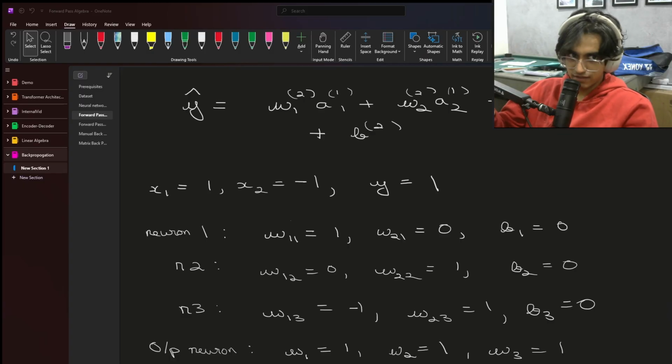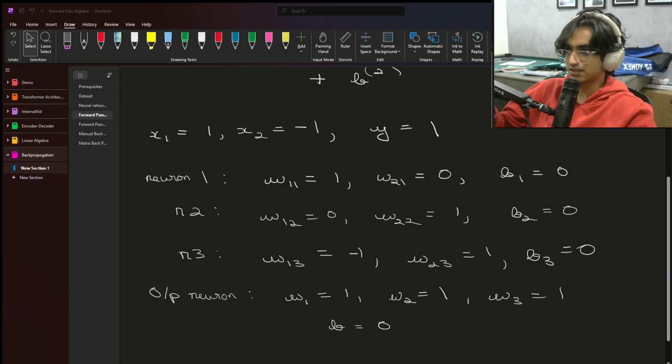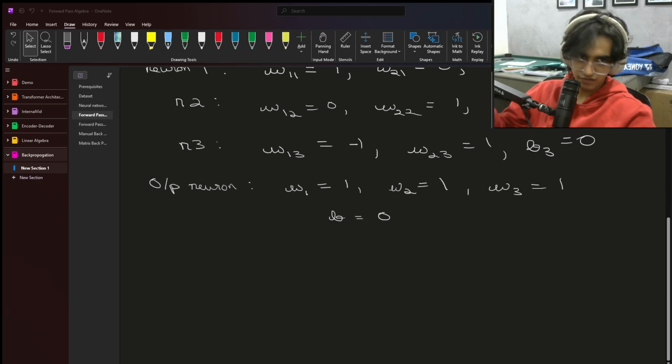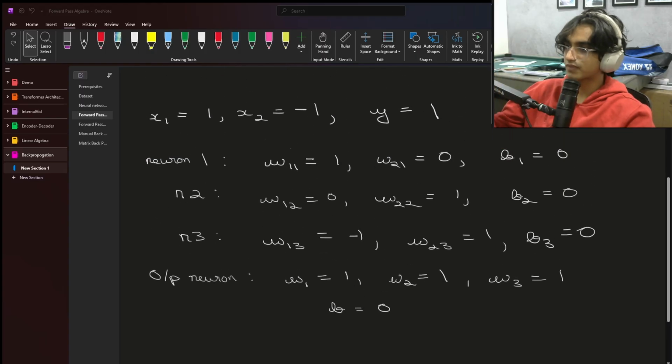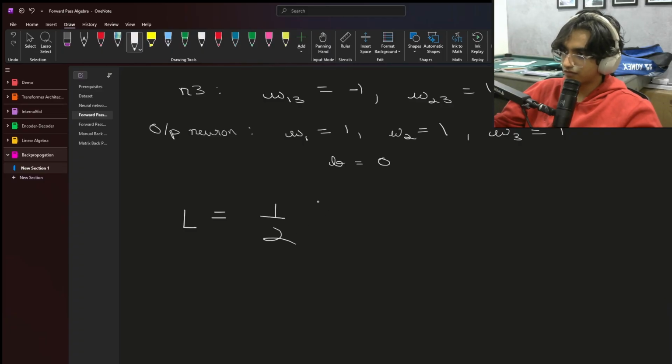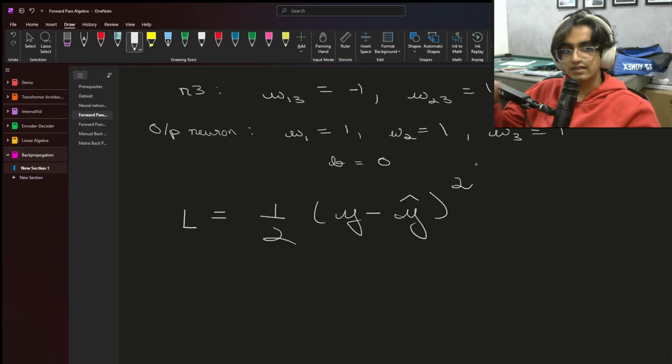So W11 I've taken as 1, W21 is 0, B1 is 0, W12 is 0, W22 is 1, B2 as 0, W13 is -1, W23 as 1, B3 is 0. For our output neurons, the weights we're just going to take as 1 and the bias as 0. And our loss function will be defined as half of y minus y cap, the whole square. So we're going to take this as our loss function.